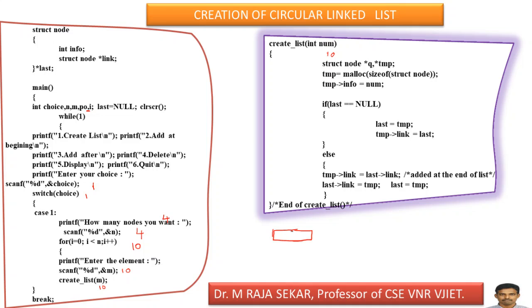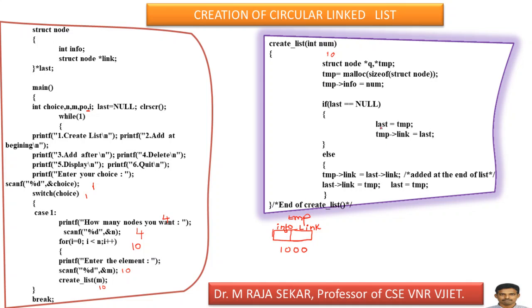A node will be created. With which name? With the name tmp. With how many fields? One field is the info field and another field is the link field, isn't it? Here let me say this particular node address is 1000. That's what it says, tmp equal to malloc(sizeof(struct node)).